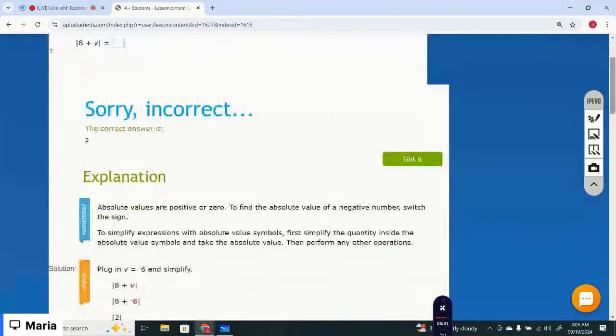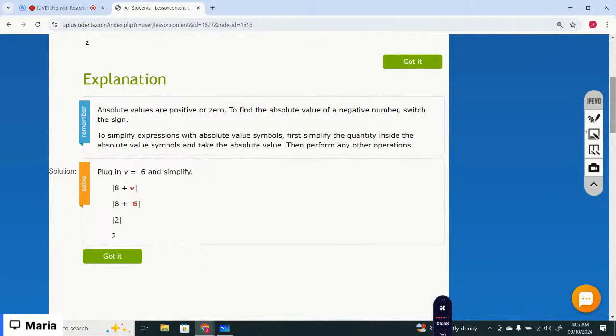So absolute values are positive or 0. To find the absolute value of a negative number, switch the sign. To simplify expressions with absolute value symbols, first simplify the quantity inside the absolute value symbol, and then take the absolute value, then perform any other operations. So you are given v equals negative 6. So replace the v in the expression: 8 plus negative 6. So 8 minus 6 is 2. 2 is already positive, so the absolute value is 2. The correct option is 2.